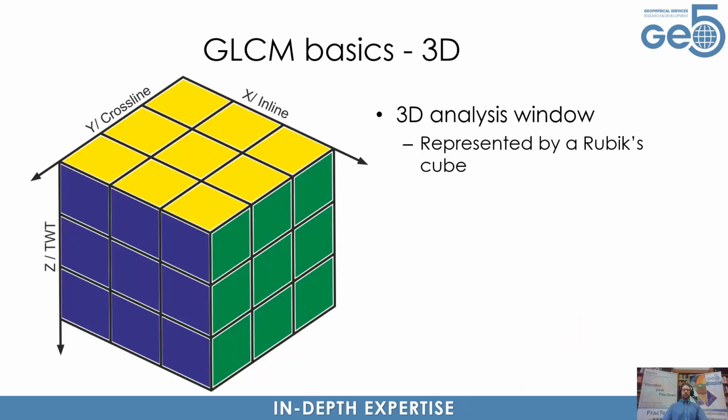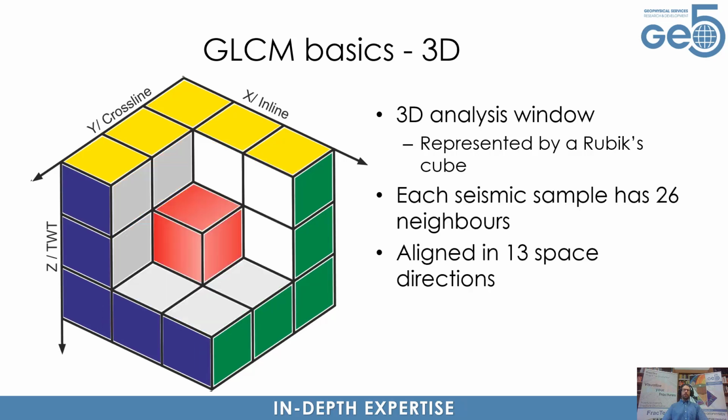In the previous example, we used a 2D image to demonstrate how the GLCM computation works. We're now extending our workflow to the third dimension, which also needs a three-dimensional analysis window. In this case, I'm representing this three-dimensional analysis window with a Rubik's cube. If I open up this Rubik's cube, I see this red cell in the middle. This red cell is the turning point of the Rubik's cube. And in our case, for seismic data, this would be the cell where I would assign all attribute computations to.